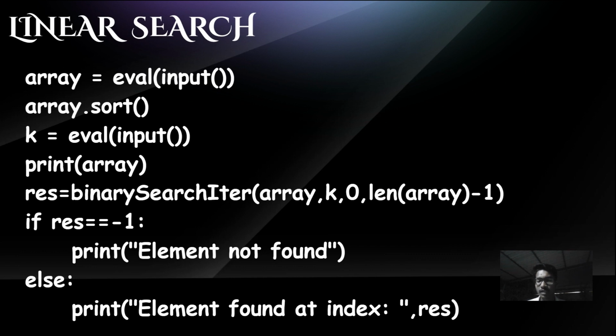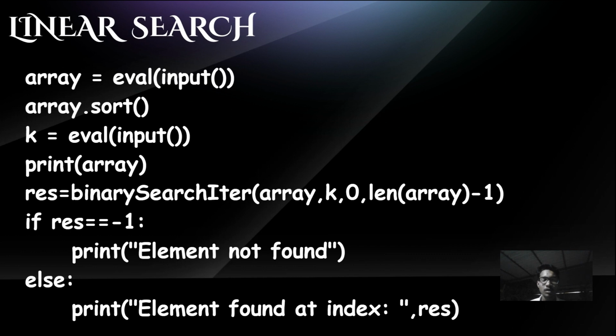to indicate that the element was not found. In the main part of the code, the user is prompted to input the list and the element to search for. The linear search function is then called with these inputs, and the result is stored in the variable res. Finally, the code checks if res is -1 or not. If it's -1, it prints element not found. Otherwise, it prints element found at index, followed by the index where the element was found.